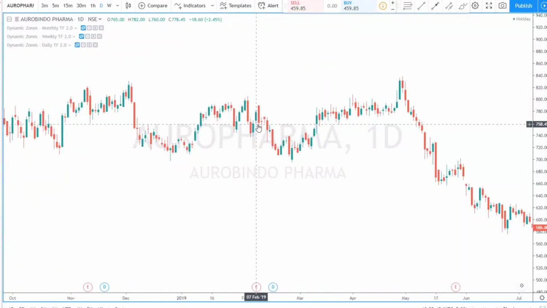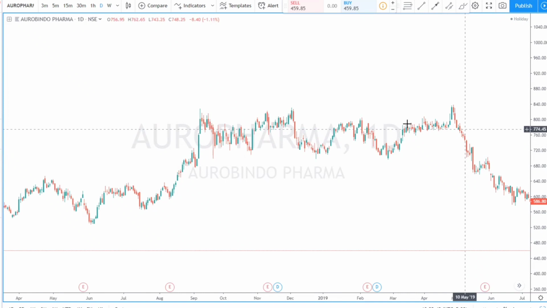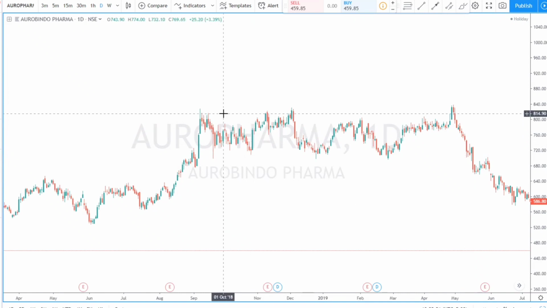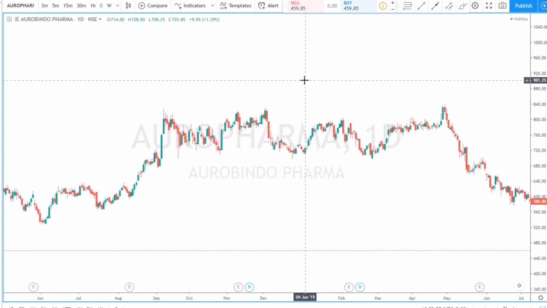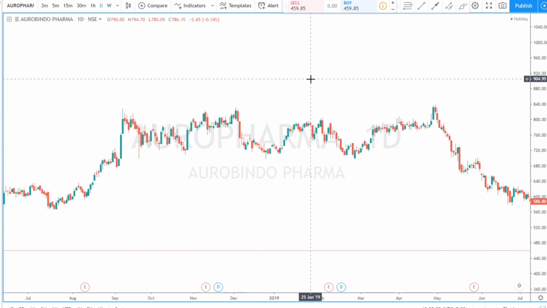Hello everyone, welcome back. In this chapter, we will be discussing how we will be selecting the stocks for intraday. I have been using this method for more than 1.5 years, and I have been pretty successful in this method. I would explain the same for you guys as well, and expect you to follow the same method.